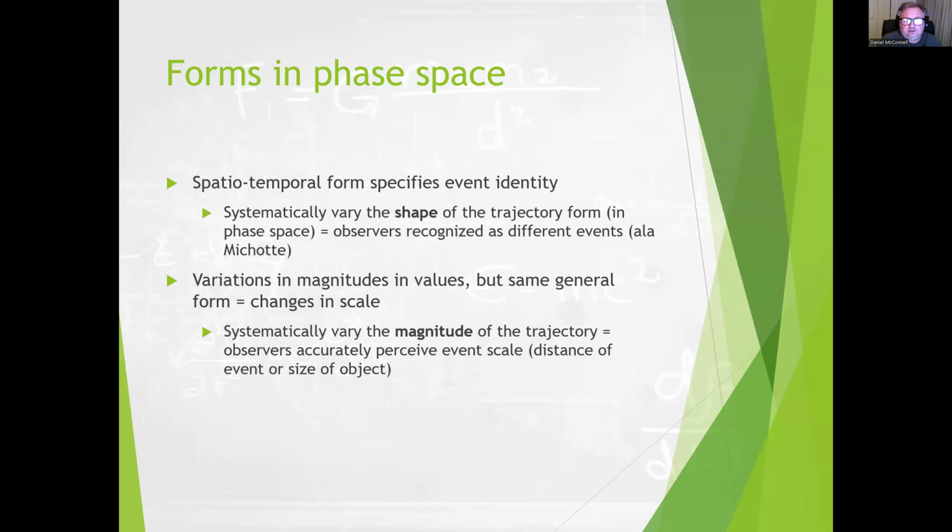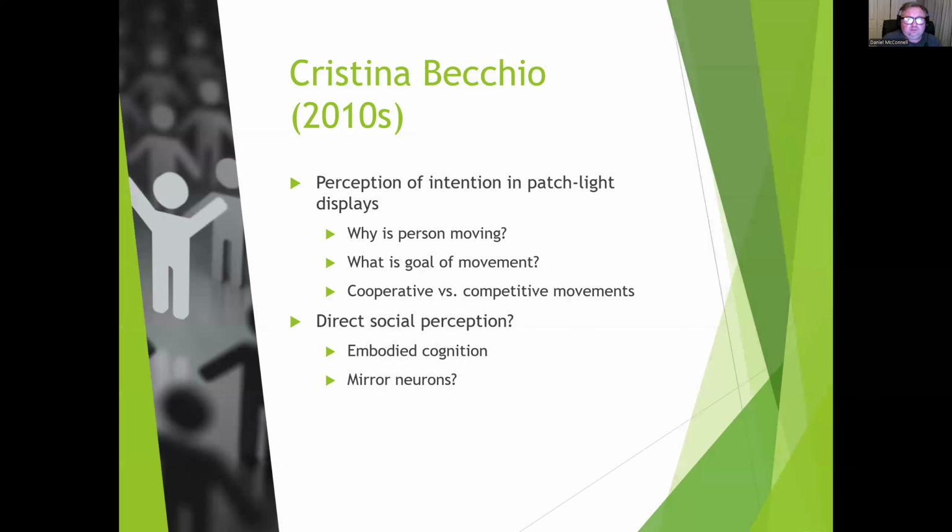So just from watching these point light videos of objects in free fall, swinging as pendulums, rolling down a slope, we're going to get these kinds of events that specify event identity, easily recognized as a different kind of event with a small perturbation to the trajectory form. And also people are capable of recognizing the spatial scale, the size and distance of the event as well. So a lot of information apparently now from the point light research.